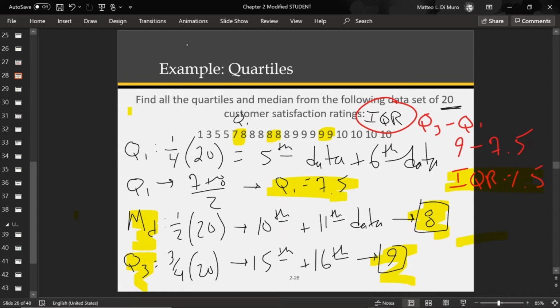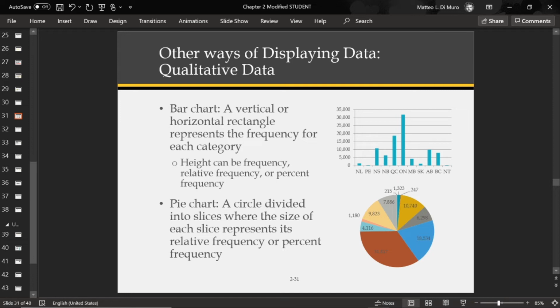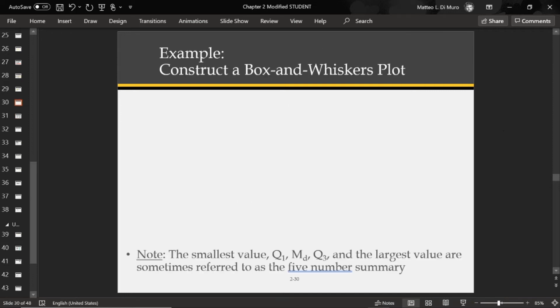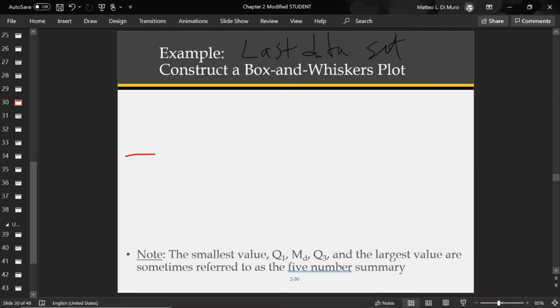So, write it down, ladies and gentlemen: just use the last data set. Let's go ahead and make a box and whisker plot. You do need a bit of a number line. So again, use a ruler. I am not, I'm using my finger. Not bad.